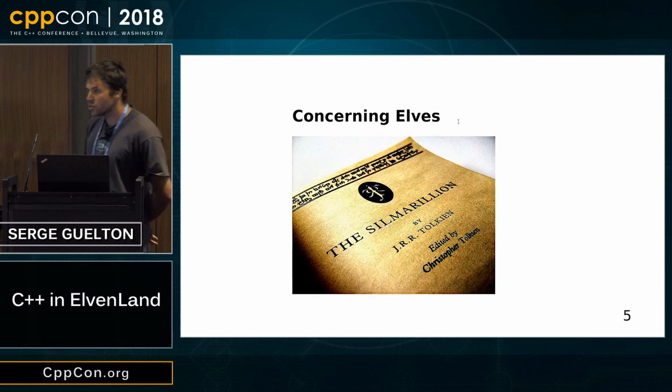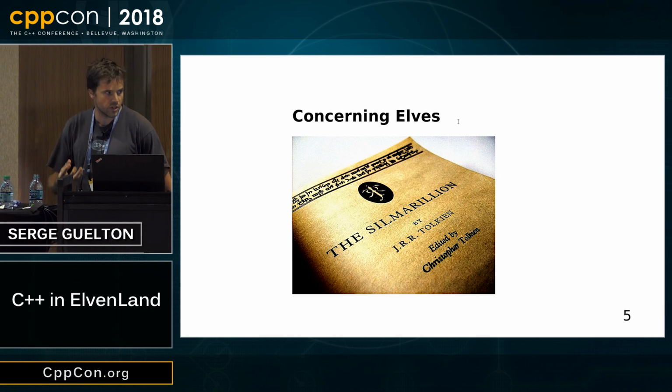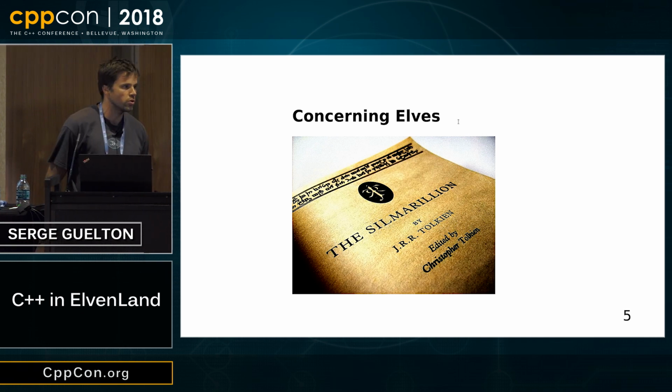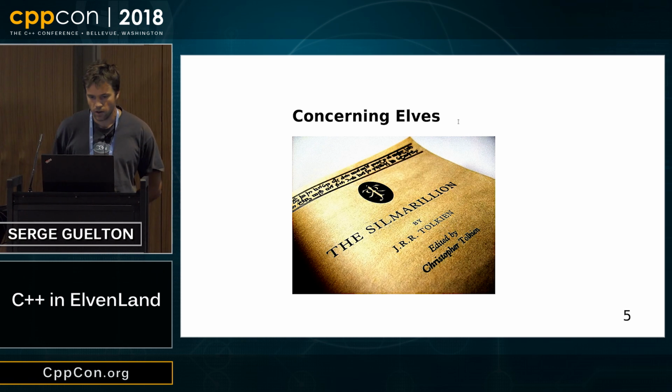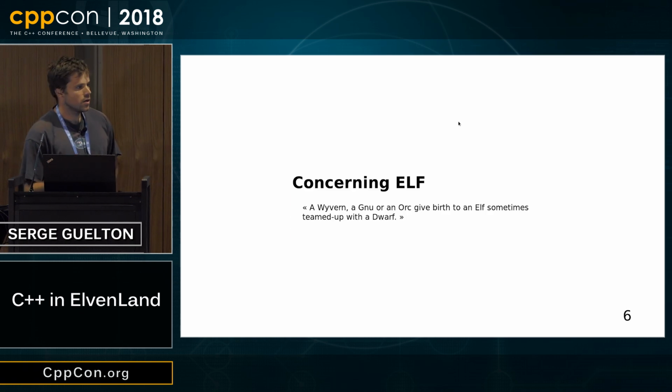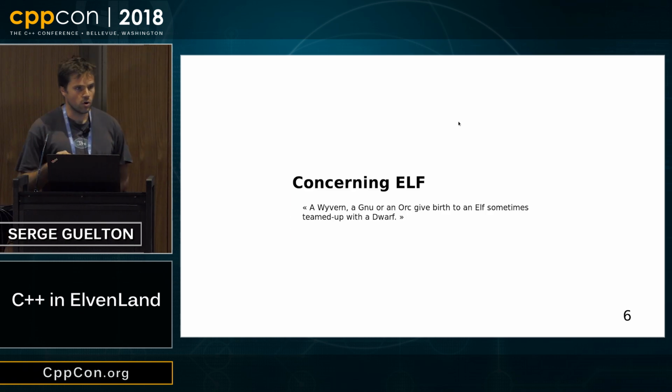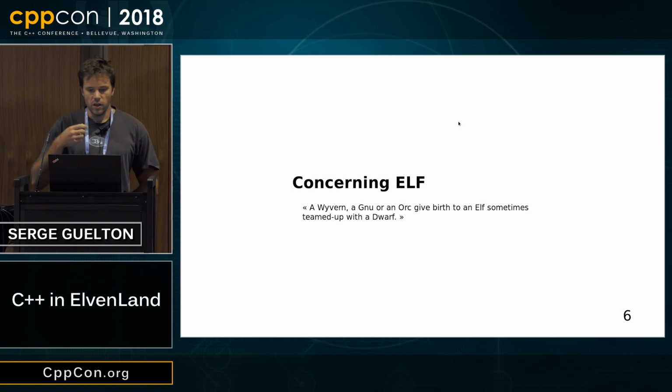So if you want to know the origin of elves, the true origin of elves, you have to read that book. And you will learn that elves come from the song of a great being. But we computer scientists are not very respectful of the ancients. For us, wyverns like LLVM or objdump, or even GNU, can give birth to elves that get along very well with dwarves. And that's what we are talking about, right?